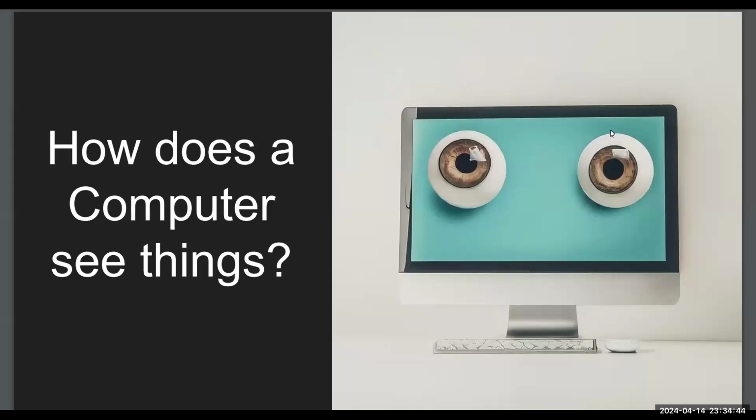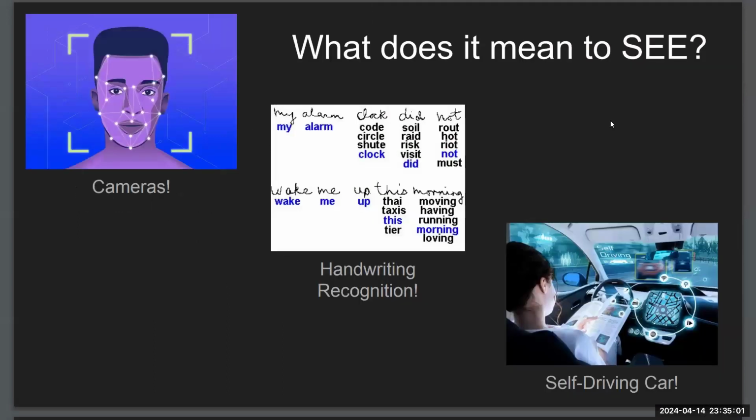How does a computer see things? Today, I'm going to explain the introduction to how the technology behind computer vision works, but this will be at a very elementary level. But first of all, what does it mean for a computer to be able to see things?